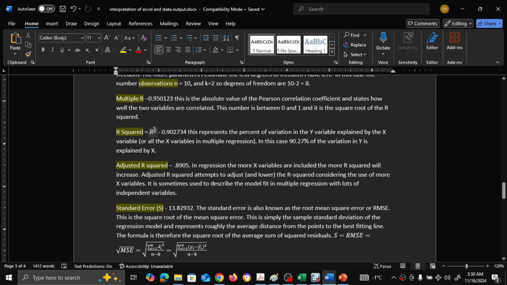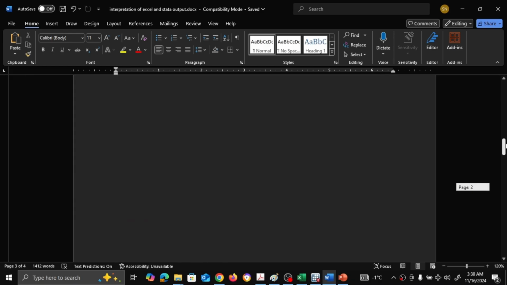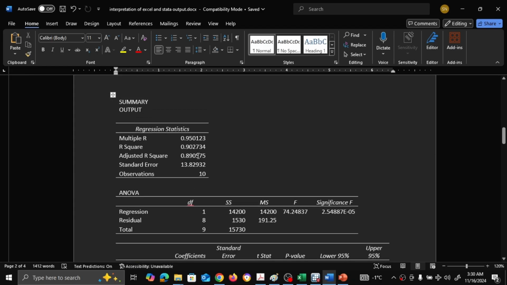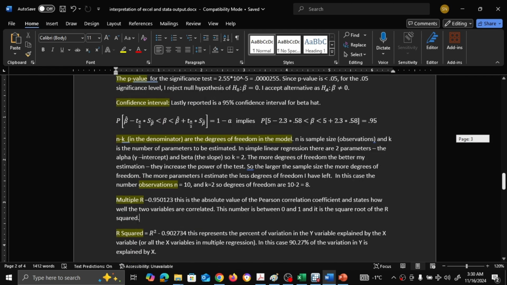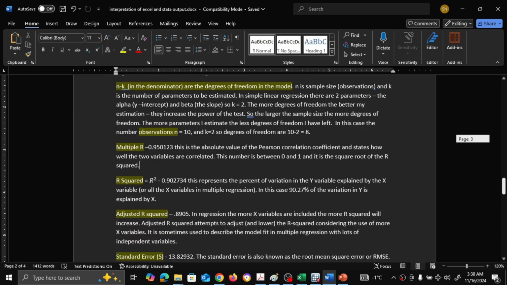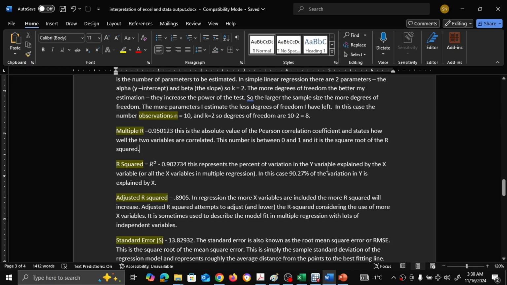Now what is the R squared? It's 0.902734. Okay, R squared here. And what is the interpretation of the R squared? This represents the percentage variation in Y explained by the X variable. For all X variables if it's multiple regression. In this case, 90.27% of the variation in Y is explained by X. So I just multiply this by 100, and I interpret it as percent variation explained, okay?